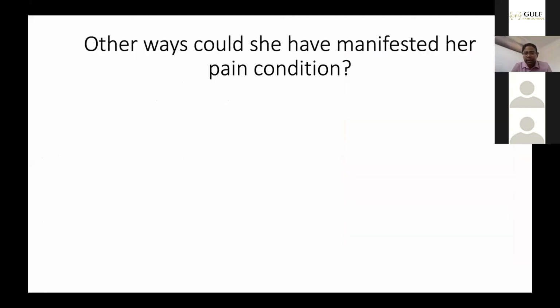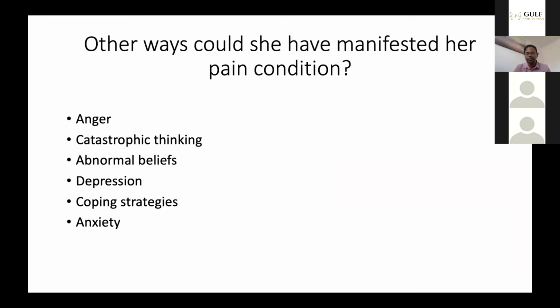So what are the other ways this patient could have manifested a pain condition? This is not only true of this patient. Any chronic pain patients, neuropathic pain, diabetic neuropathy, back pain, headache, any chronic pain can manifest in the following ways. They can be angry, they can have catastrophic thinking, the beliefs may be different, they may be depressed, the coping strategies might be helpful or may not be helpful, they might be anxious. So going through them in a bit more detail.